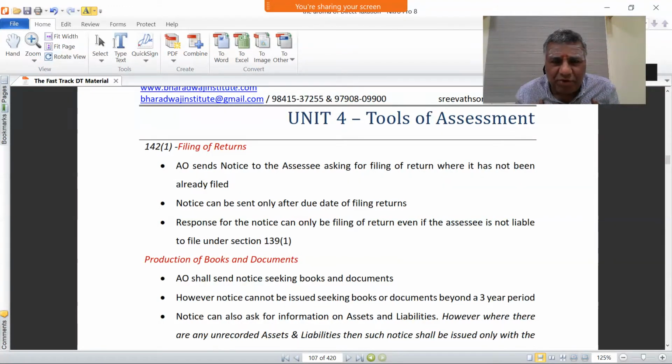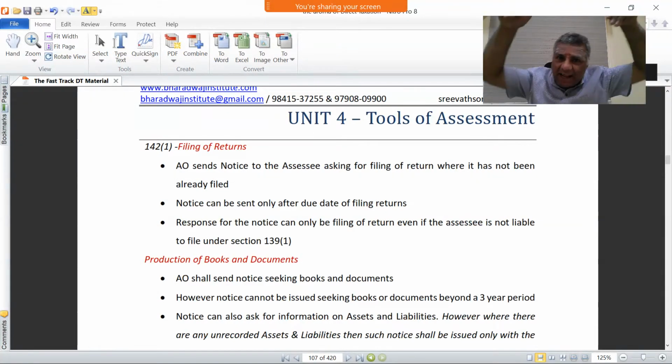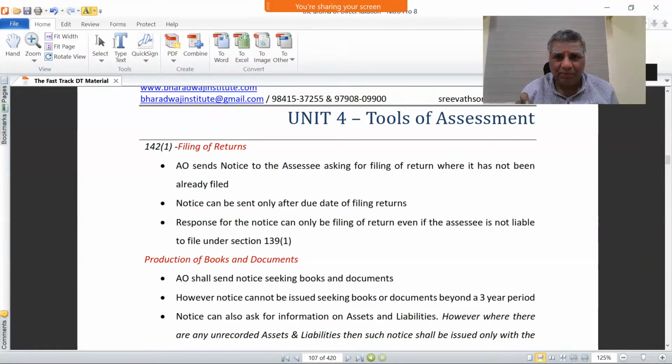Internal means from the assessee. External means from somebody else regarding the assessee. Totally 6 processes. 3 directly I ask the assessee. 3 I ask somebody else about the assessee. The first process is asking the assessee to file his return.